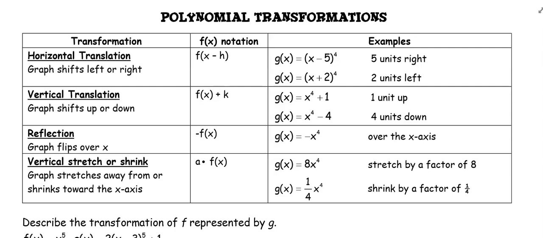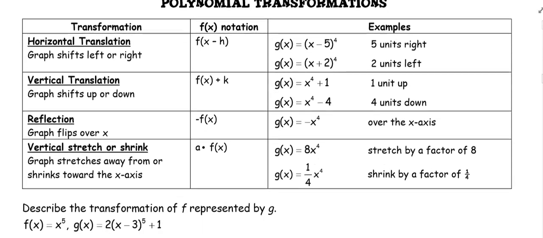Then we have vertical stretches, which is also expansion, and shrinks, which is a compression. And that's going to be in the vertical direction. So when we are multiplying by a number, if the number is greater than 1, we are stretching it vertically by a factor, in this case 8. If your multiplier is between 0 and 1, then it's going to be a shrink or a compression in the vertical direction.